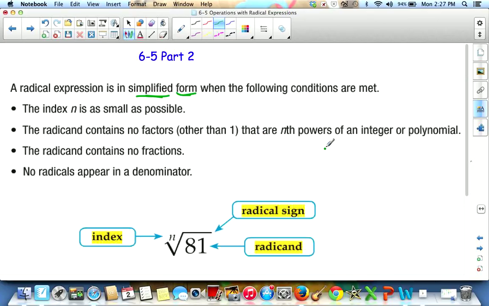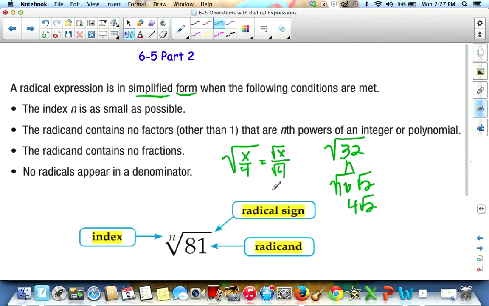So for example, if you left your answer as the square root of 32, I'd mark that wrong because it's not simplified, because you can simplify it into the square root of 16 and 2, which is 4 square roots of 2. Okay? The radicand has no fractions involved. So again, if you have the square root of x over 4, can't leave it like that. You got to simplify it as the square root of x over the square root of 4. Okay? And no radicals appear in the denominator, which we've known for quite some time.